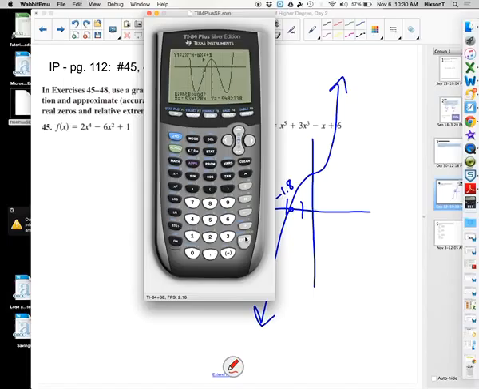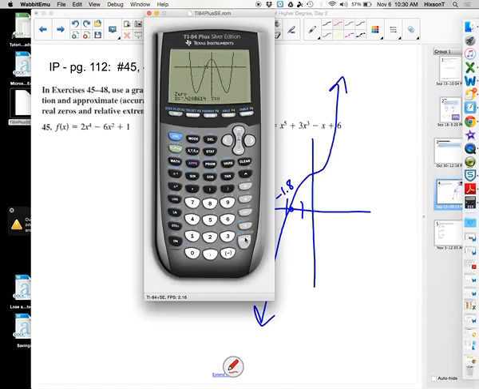Now it's asking for a right bound, so I use my right arrow, and I move over until I'm clearly to the right of that zero, and I hit enter again. And now it's asking for a guess, so I can just use my arrow to get as close as I can to that zero, and I hit enter again, and you can see here that my zero is actually at negative 0.42.